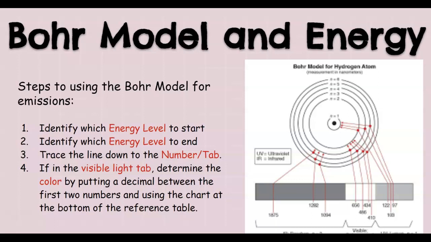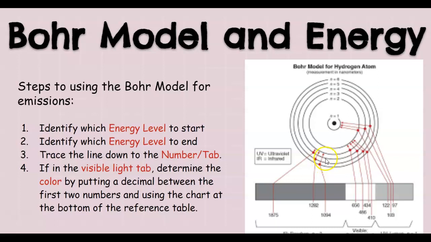Okay, and these are the steps. So step 1, we're going to identify which energy level to start. The problems that you're going to see, it'll tell you where to start. And then step 2, you're going to identify which energy level to end with. So if you see the red dots here on the energy levels, right, these energy levels of the Bohr model, these are the electrons, okay? And the movement of the arrow is showing you what level they're falling to.